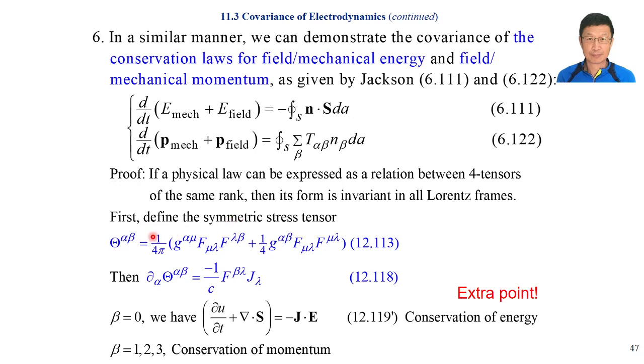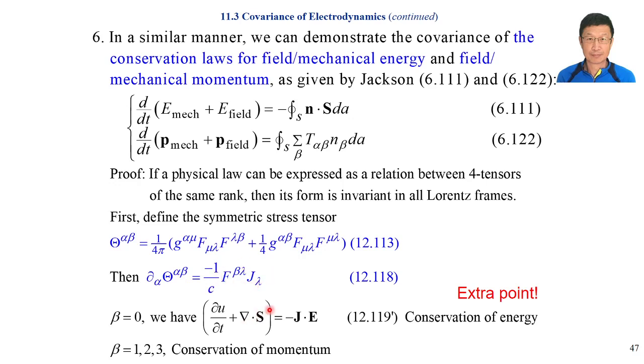Okay, so from these different definitions, we got this one. We can write it into this form. And in this form, for beta equals 0, we got this one. U probably comes from here, and the Poynting vector comes from here, E cross B or E cross H. And that's E squared plus B squared, something like that. Okay, that's for this one.